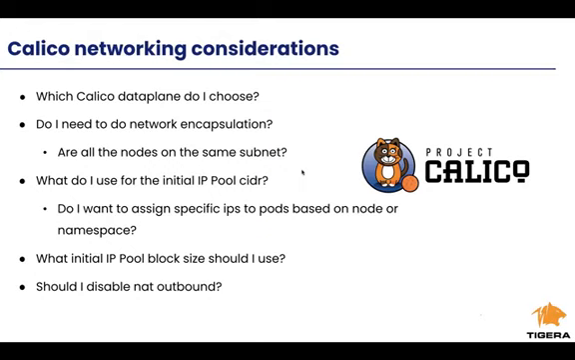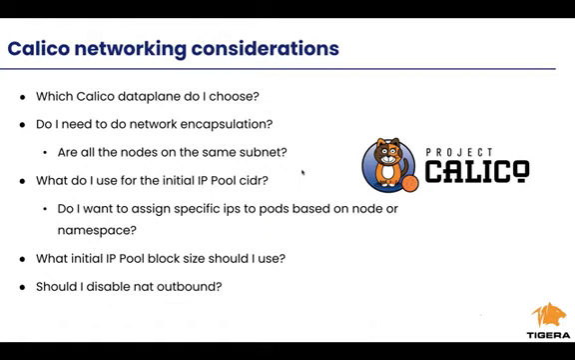Do I need network encapsulation? It depends on whether or not all of your nodes are on the same subnet. If your Kubernetes cluster is split across multiple racks and the racks are on different VLANs, i.e. not on the same subnet, you'll need to either integrate with the routing topology, or you'll have to do some tunneling across subnets.